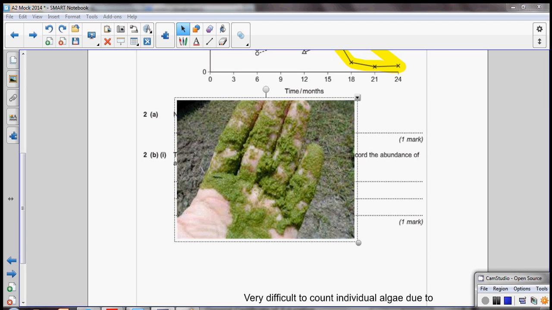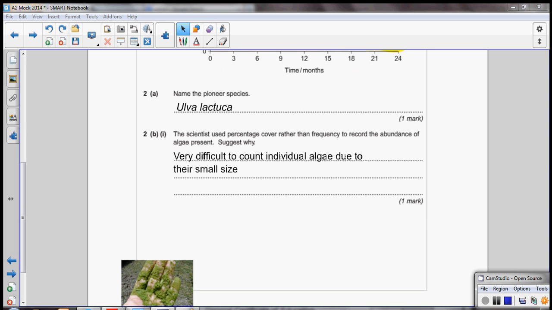So that's why we need to use percentage cover, because with a very small organism like algae, counting individuals is nearly impossible. So this is the answer that we're looking for. The reason that percentage cover was used rather than abundance is that it's very difficult to count individual algae due to their small size.